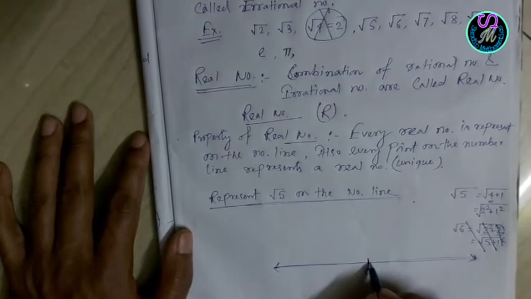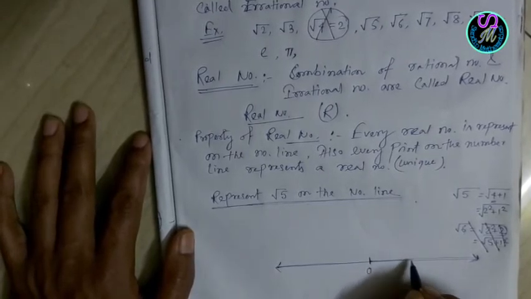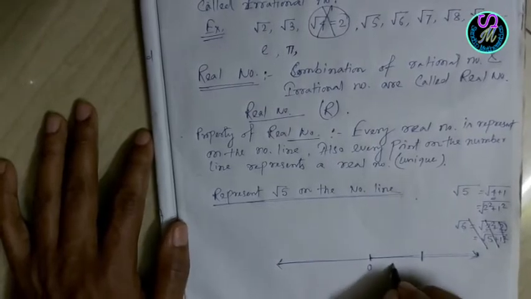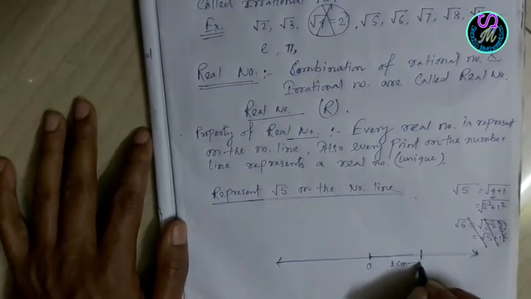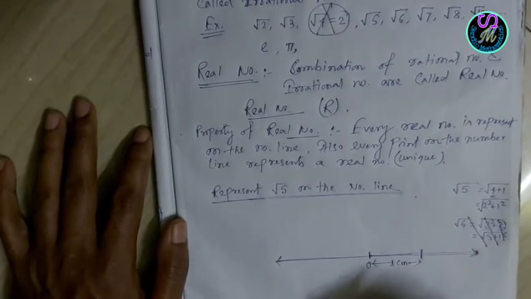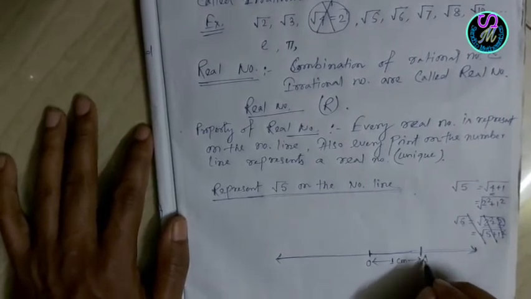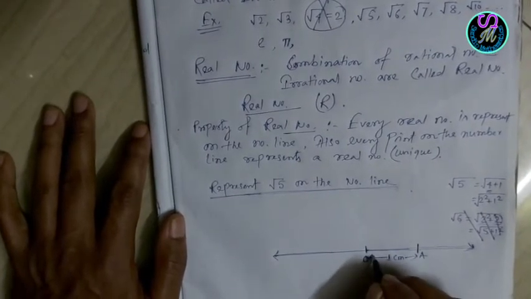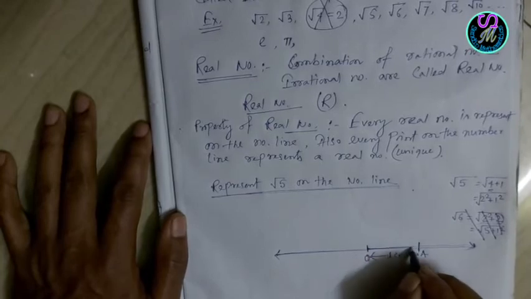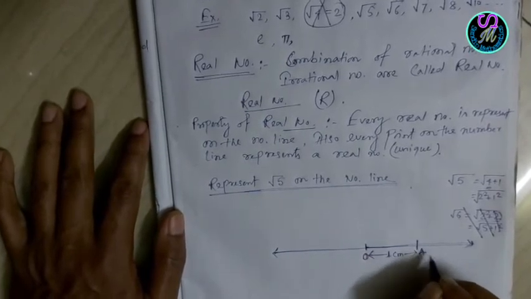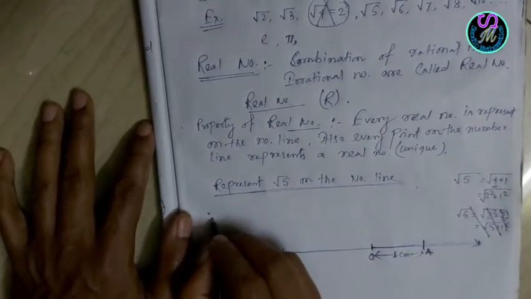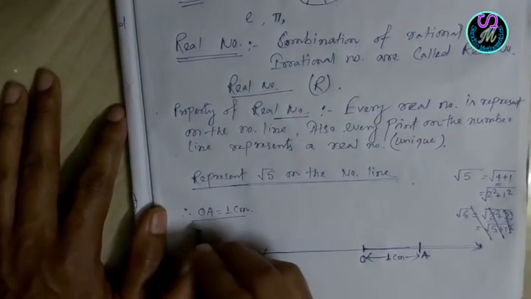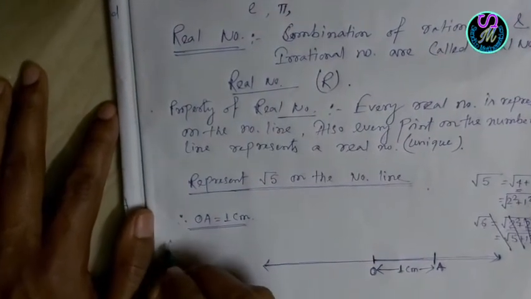If you consider this one is 1, that means in your scale measure this one is 1 centimeter. Take a point A. This one is the 0, and measure 1 centimeter on the number line. This one is point A. Therefore OA is 1 centimeter. That is the first step.